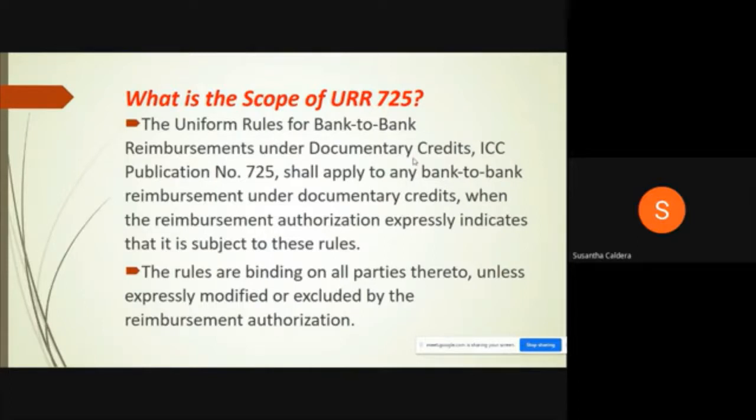If the LC is not mentioning the underlying reimbursement authority, then it will be subject to Article 13 of UCP 600, right? So that is why I have asked you to go through Article 13 first. That's only a few sections you have to study, A, B, C only, right? And then that will be a good foundation for you to start the URR 725. Since I have done Article 13 with you, I'm not going to repeat it again.